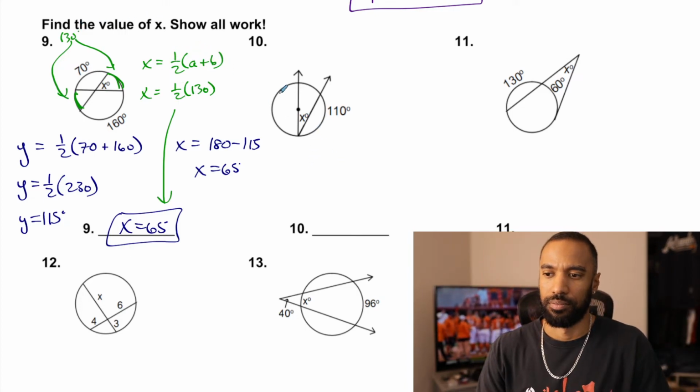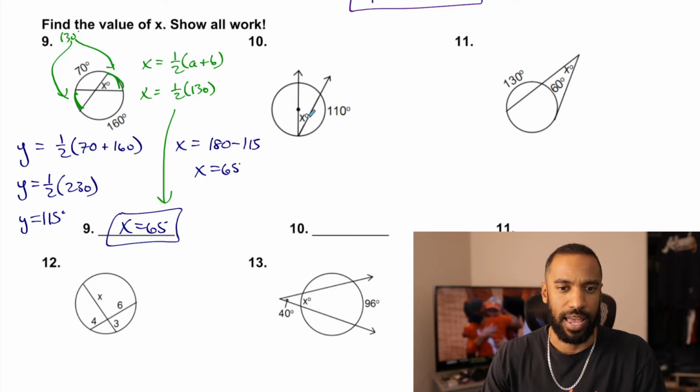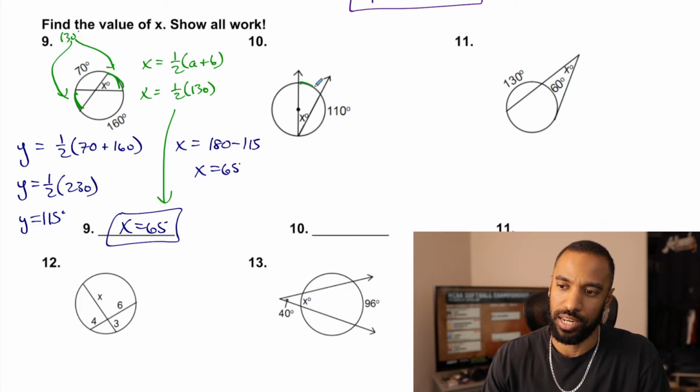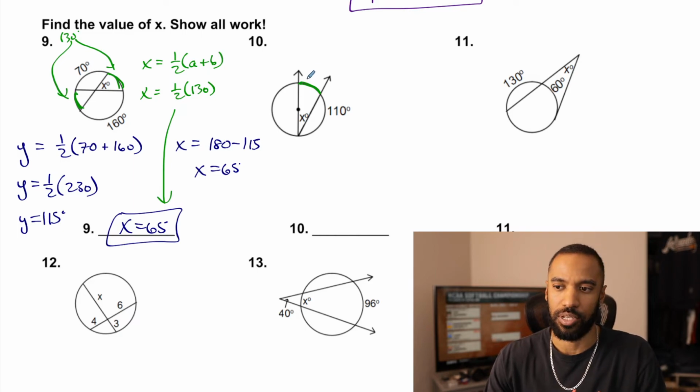Okay, number 10. We're solving for x. x is an inscribed angle. That's an angle that's on the circle. Its endpoints go over here, and we see an intercepted arc right here. x is half the measure of its intercepted arc. Whatever this measure is, divided by 2, we'll get x. Well, what is that? Half of what?